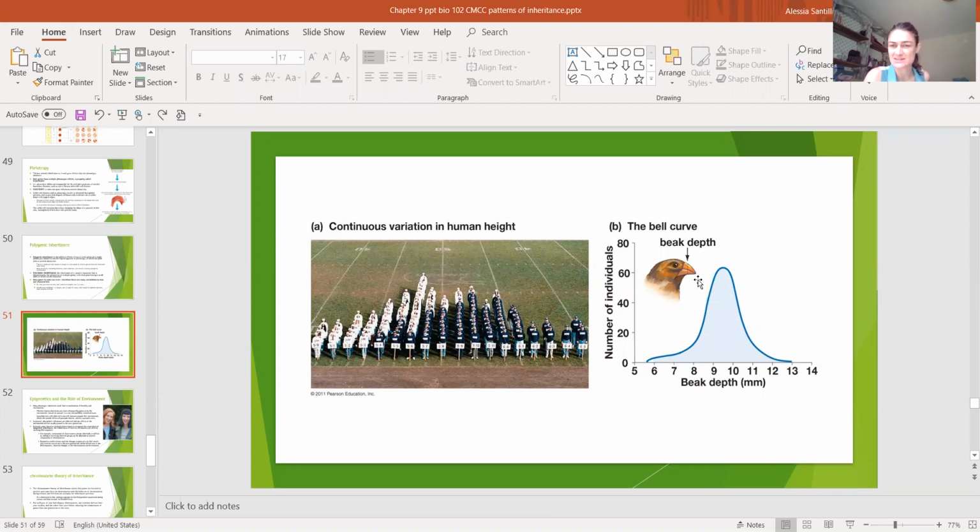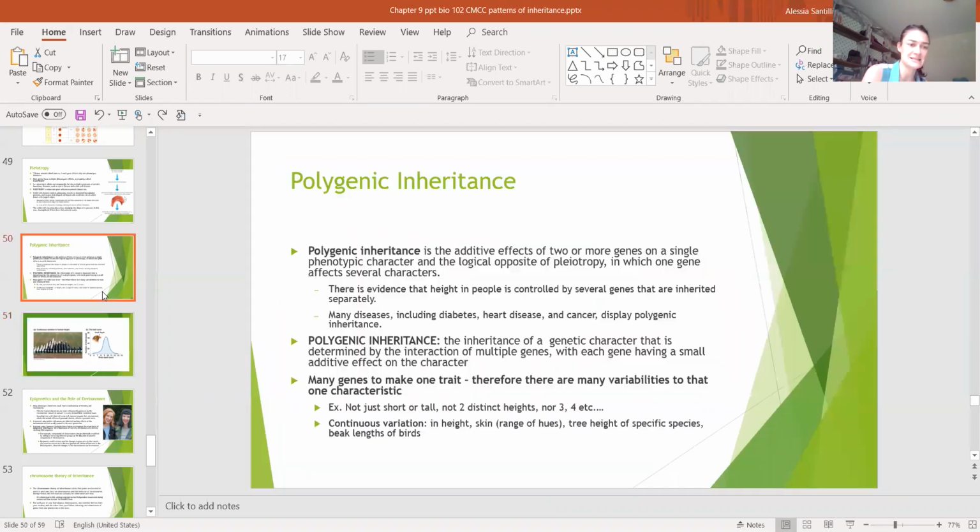In this case right here, this is the beak depth of the bird. Birds usually have an average size beak compared to a smaller or a bigger one, right? So that's basically polygenic, multiple genes affecting one specific characteristic. And that's actually what we have with eye color. That's what we have with hair color, with skin color, with height.